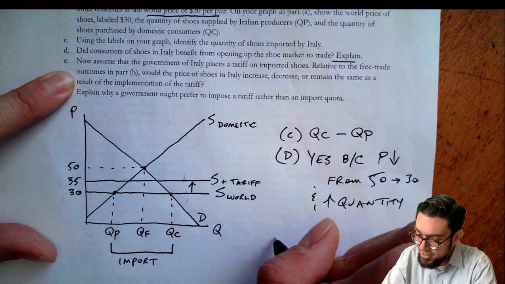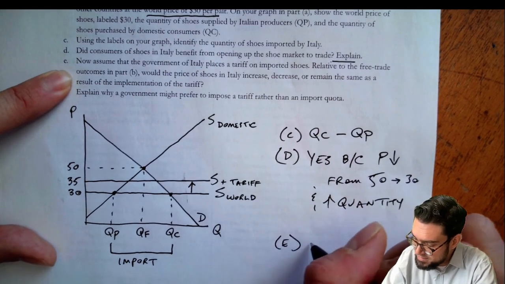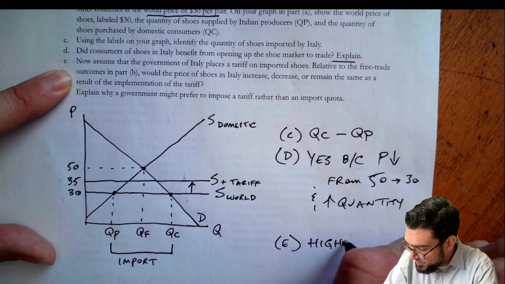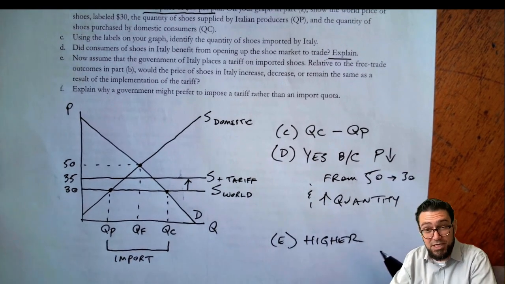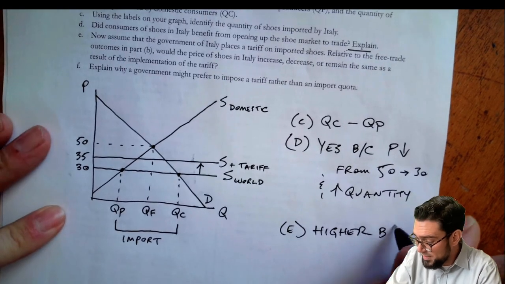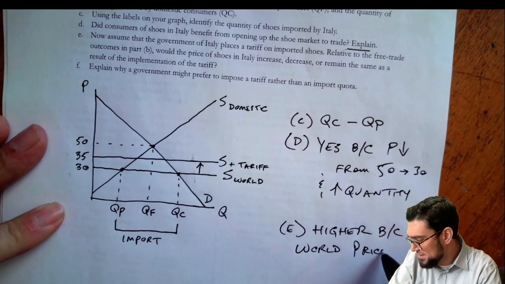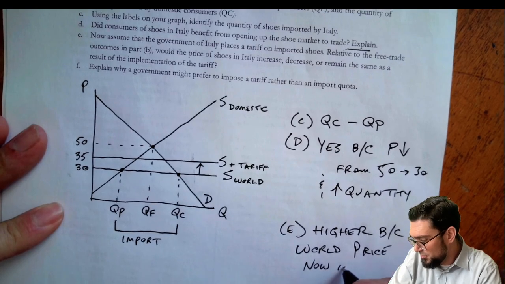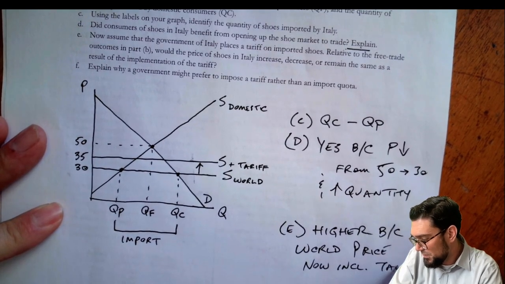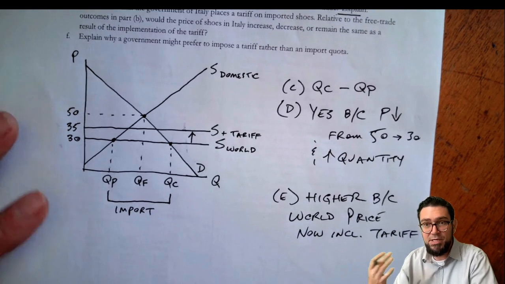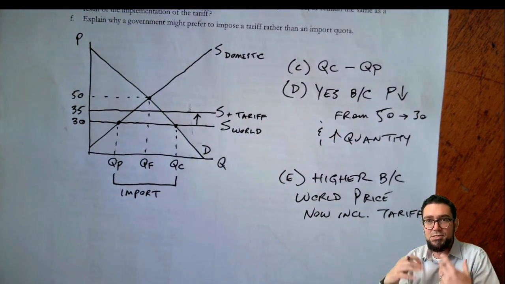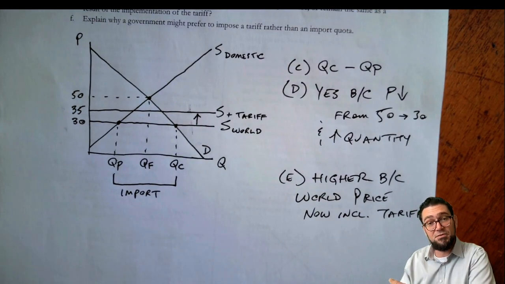Well, yeah, it's a higher price because we have a tax. It's not asking for an explanation, but it's because the world price now includes a tariff, a tax. And so we would say that the tariff makes the goods more expensive. Tariffs are going to make the goods more expensive for the final consumers.